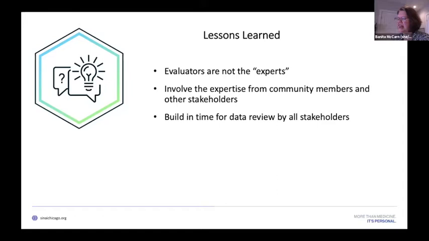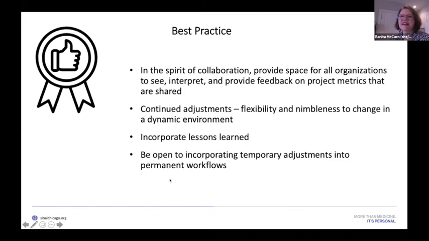This kind of approach needs a lot of intentionality with time built into the timeline for data review by all stakeholders to understand the context. And finally, in terms of best practice, providing space for all organizations to see, interpret, and provide feedback on project metrics that are shared is really important. Making room for continued adjustments with flexibility and nimbleness, incorporating the lessons learned, and being open to incorporating temporary adjustments into permanent workflows. This really became a key component of this last year when we found that alternative ways to outreach during COVID-19 became permanent workflows in some of our different organizations.